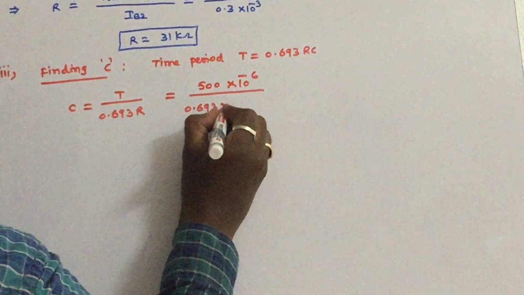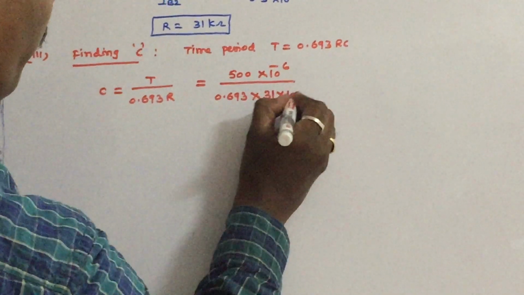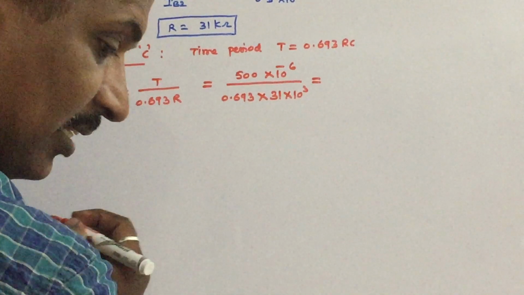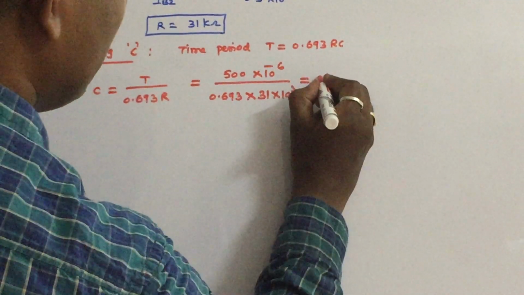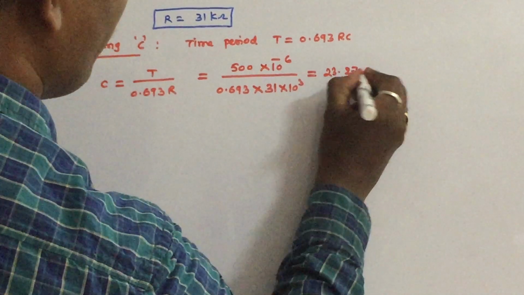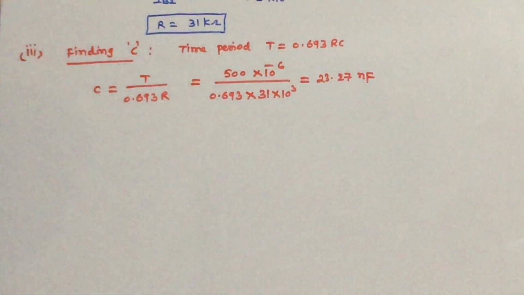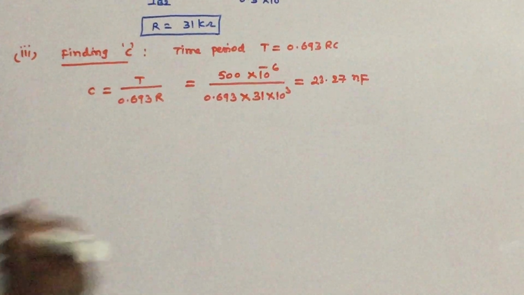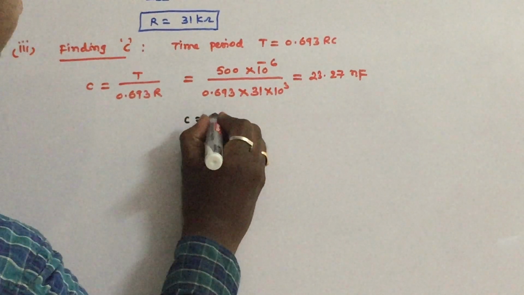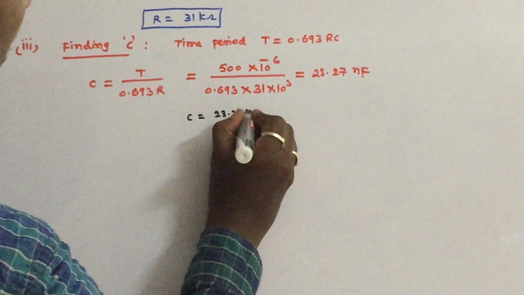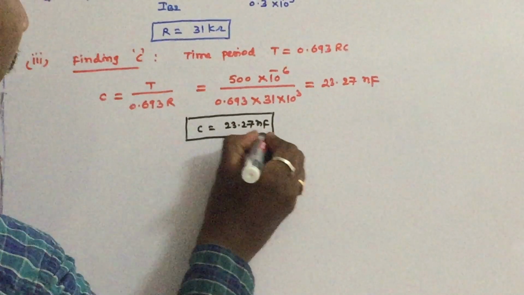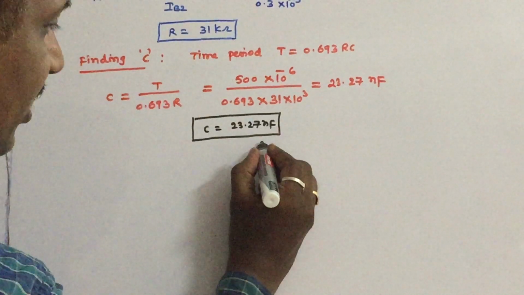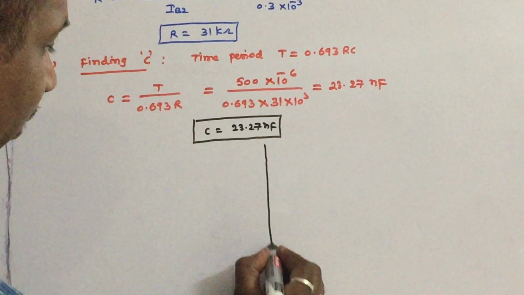0.693 into what is the R value? 31 into 10 cube. So C will come out as 23.27 nanofarad. So this is the C value. Remember that 23.27 nanofarad. Till this point, the procedure is the same for astable multivibrator and monostable multivibrator.